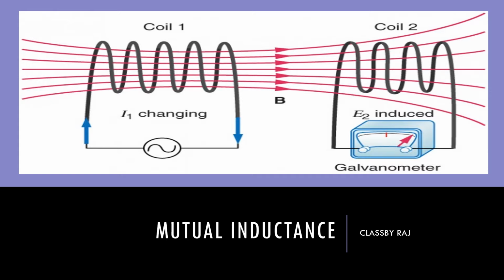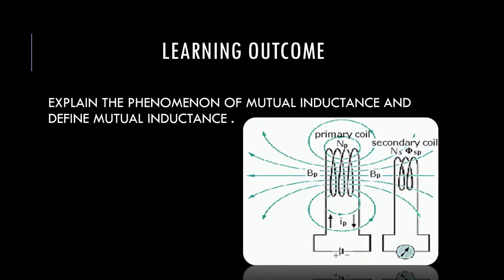Mutual inductance is a phenomenon where a coil gets an induced EMF across it due to the rate of change of current in an adjacent coil, in such a way that the flux of one coil's current gets linked with the other coil. The learning outcome for today's lesson is to explain the phenomenon of mutual inductance and define mutual inductance.